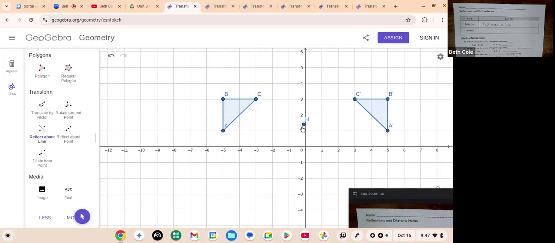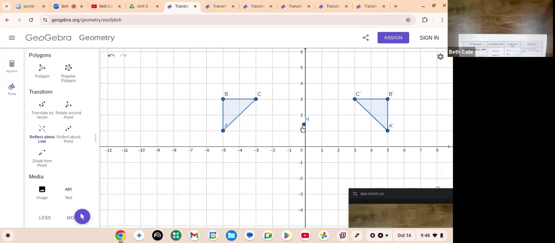So on your paper, we're going to flip over. So flip to the other side. Do you see where it says reflect over the y-axis?